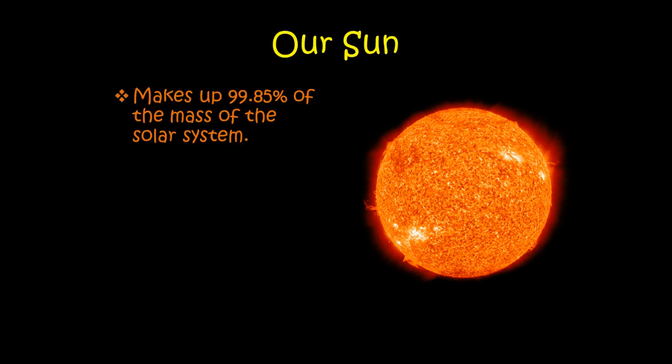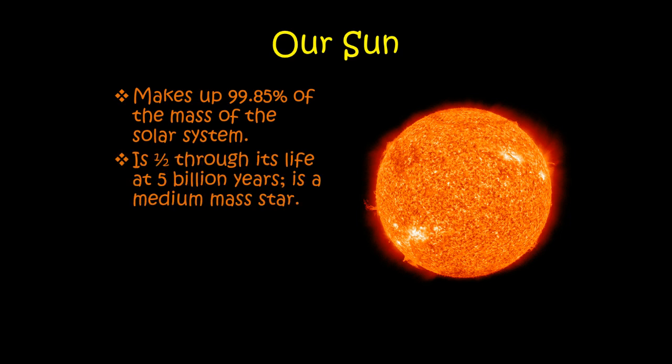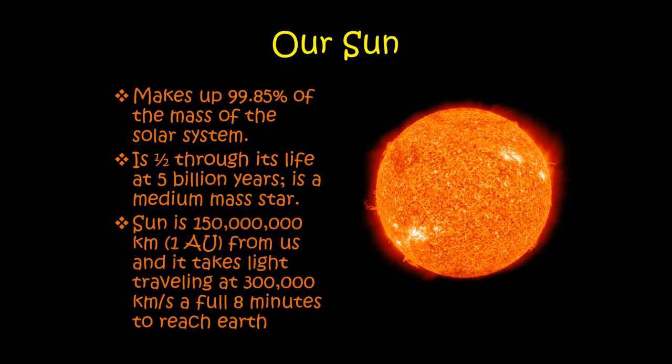Our Sun is the most essential part of our solar system, and it contains most of the mass. 99.85% of our solar system's mass is contained in the Sun. Our Sun, as we studied before, is halfway through its life, and it is a main sequence star and is a medium mass star, so that means it will never explode. The Sun is about 1 AU from us. It takes about 8 minutes for the light from the Sun to reach Earth.